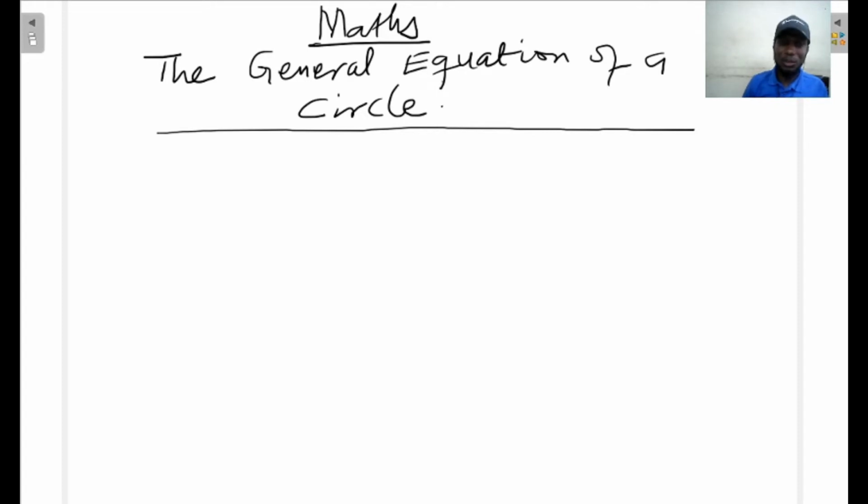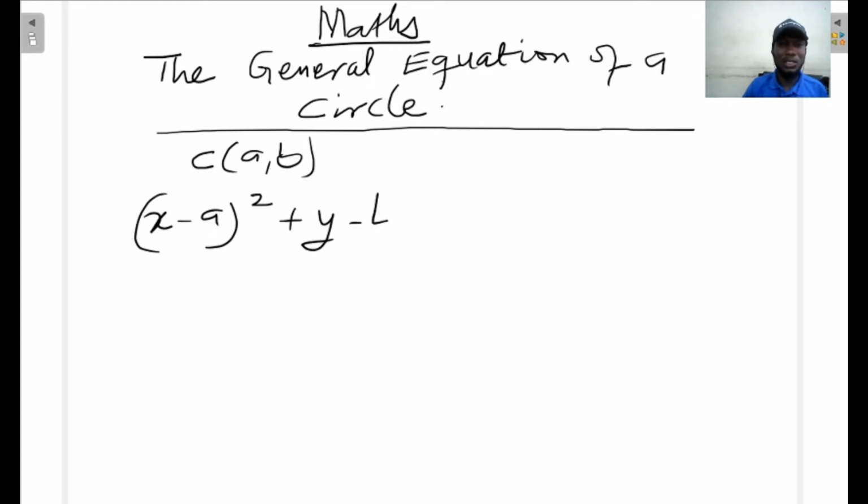In that video, we said that the standard form of the equation of a circle with center having the coordinate (a, b) and a given radius is (x minus a) all squared plus (y minus b) all squared equals r squared, which is the radius. Today we are continuing by expanding the left hand side of this equation.